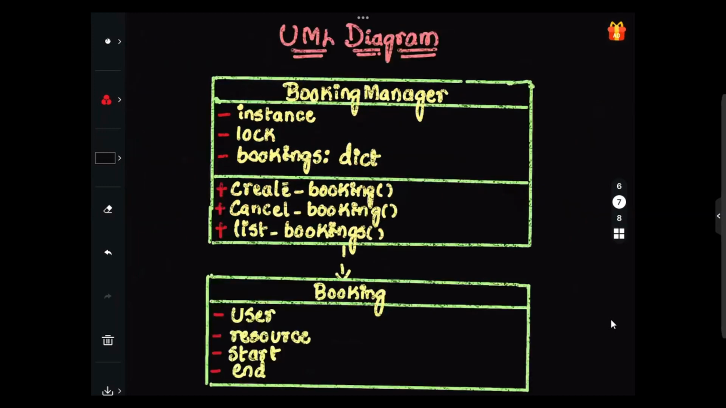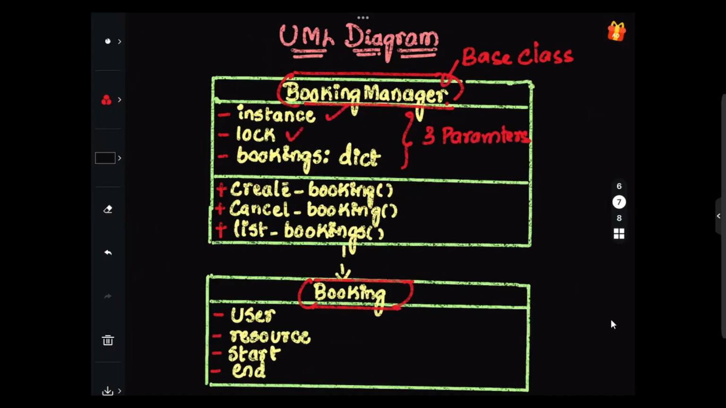So we will be going with two classes, namely booking manager and the booking class, right? Booking manager will be the base class or the main class. It consists of three parameters. One is instance, another one is lock, and another one is bookings, which is of the type dict, right?